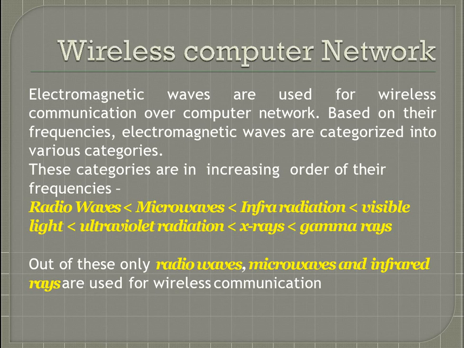So what is frequency? Electromagnetic waves are used for wireless communication, and they are measured in hertz. As the frequencies of electromagnetic waves change, their properties also change. So based on their frequencies, electromagnetic waves are categorized into various categories. Look at these categories, given in increasing order of frequency. First is radio waves, then microwaves, whose frequency is more than radio waves. Then infrared radiation, visible light, ultraviolet radiation, X-rays, gamma rays, and so on. We are going to discuss only radio waves, microwaves, and infrared waves for wireless communication.